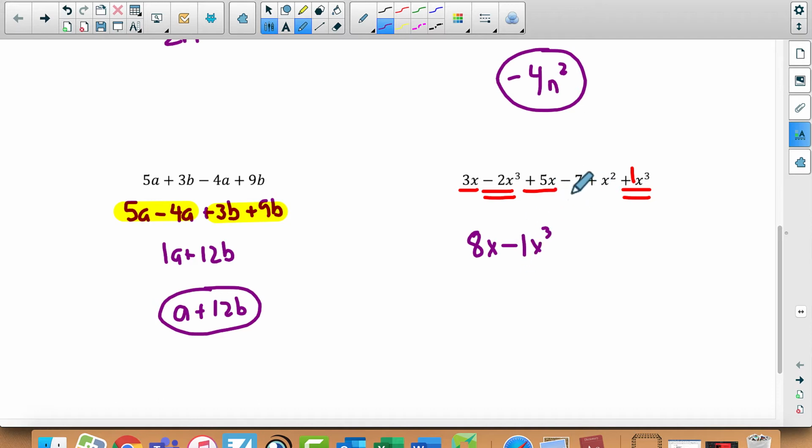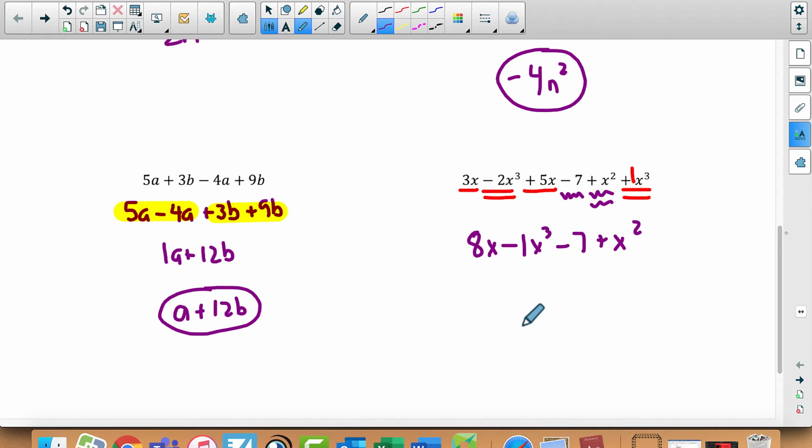Okay, what do we still have? Well, we still have this minus 7. Maybe I'll do a squiggly line. Anything I can combine that with? No, there's actually not. So I'll just put negative 7. And maybe a double squiggly line here. I have a plus x squared. There's nothing I can combine that with either. So I do this. What do you think of that answer?